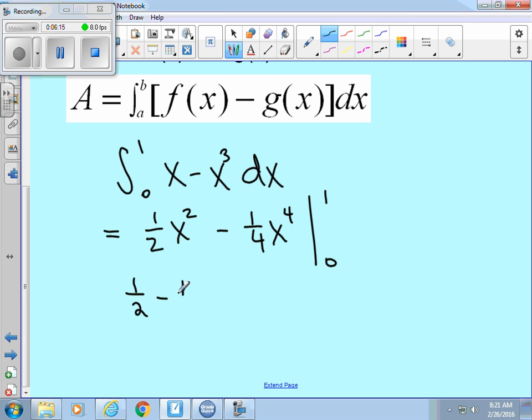(1/2 minus 1/4). That's what I get when I plug in 1. When I plug in 0, I get 0. So I get positive 1/4, which is the area between those two curves.